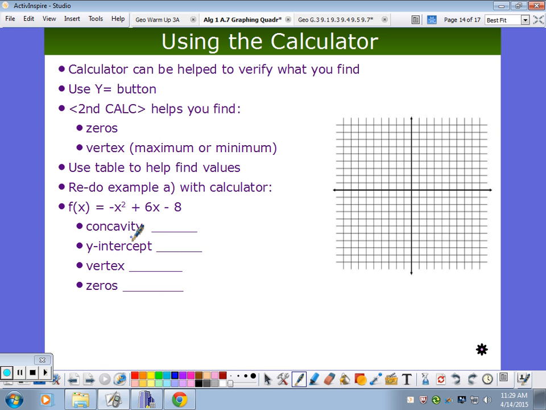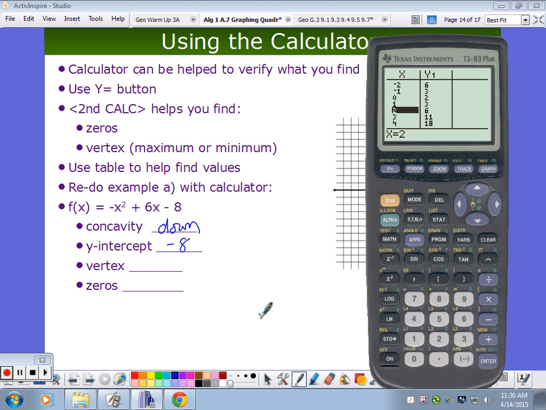Let's do another example. Is this the same one we did? I'm trying to think if we did this one already. No. Yes, this was example A, but using the calculator. All right, concavity you know just by looking at it. The y-intercept you know. Vertex, use the calculator. Look how fast it can go. And for my tests, you're using it as a check.